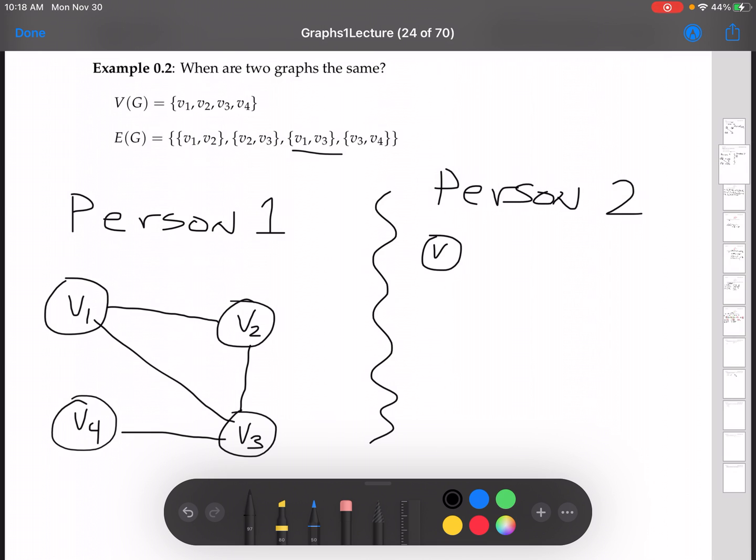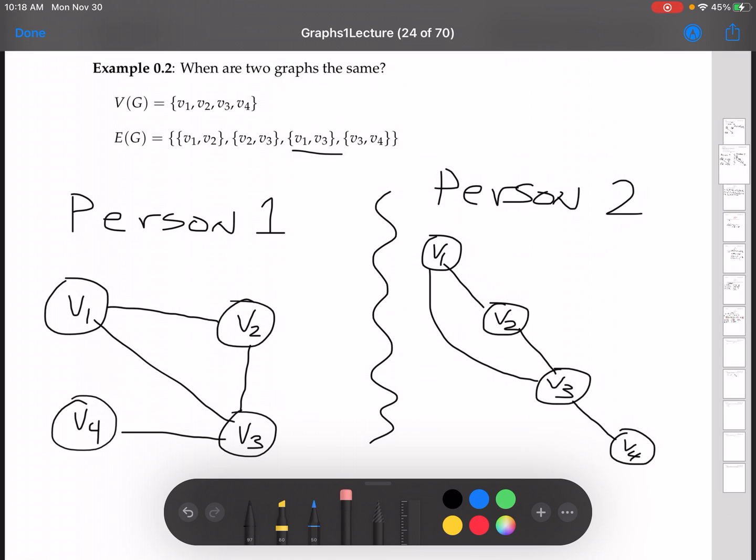Now person two might come along and say, okay, well, let's draw my vertices. You got V1, you got V2, you got V3, you got V4. And there's an edge from V1 to V2, from V2 to V3, from V1 to V3, and from V3 to V4. And these should be the same, right? Because they have the same definition. And in fact, they are. In graph theory, we consider these two graphs to be the same graph.